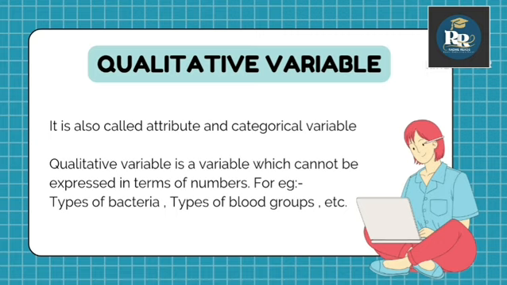If I ask you, what is your favorite color? Then you will give me the response as red, green, blue, and many more. So you will give me the response which cannot be expressed in terms of numbers. Another example is type of bacteria. Then you will say it can be Staphylococcus, it can be Pseudomonas, it can be Vibrio, and many more. Hence, the qualitative variable is the variable which cannot be expressed in terms of numbers.